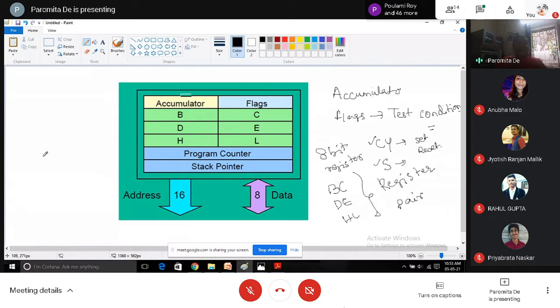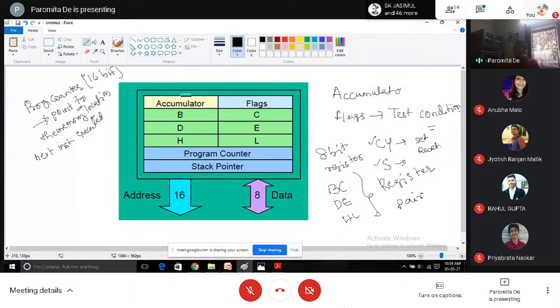Then there is something called a program counter. So what does this program counter do? It will point to the memory location from where the next instruction is to be executed. It will point to that memory location. Because it is pointing to the memory location, it is a 16-bit register. The program counter is a 16-bit register, and it will point to the sequence.